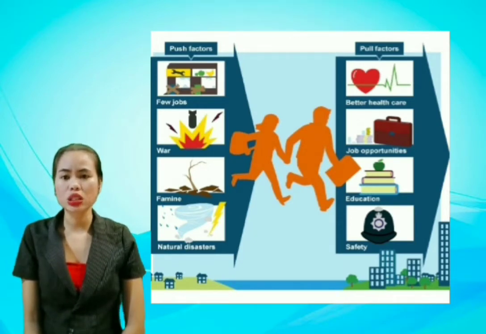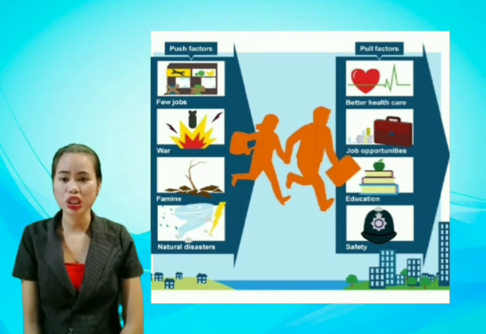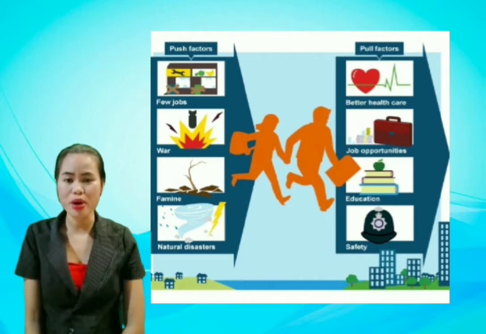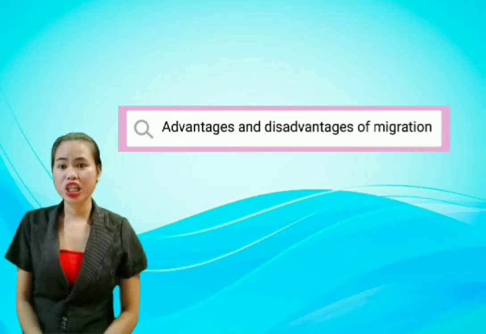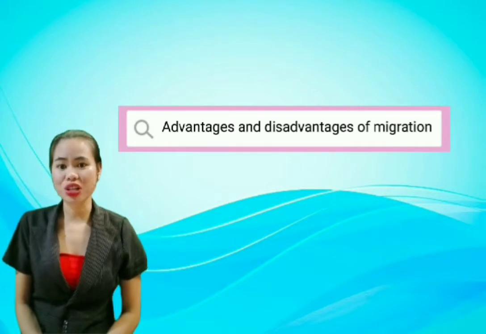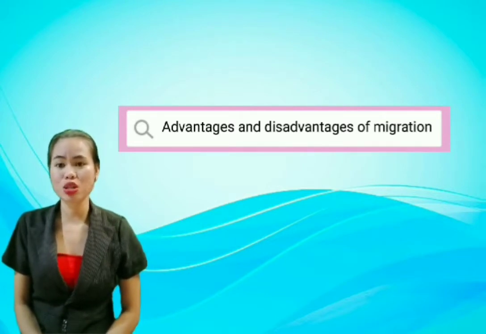Push factors include leaving a place because of a problem such as a food shortage, war, or flood, while the pull factors include moving to a place because of something good such as a nicer climate, more job opportunities, or a better food supply. The advantages and disadvantages of migration. Migration can bring advantages and disadvantages to the country which is losing people and also to the host country.